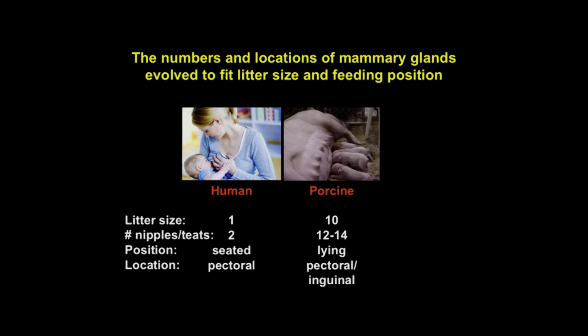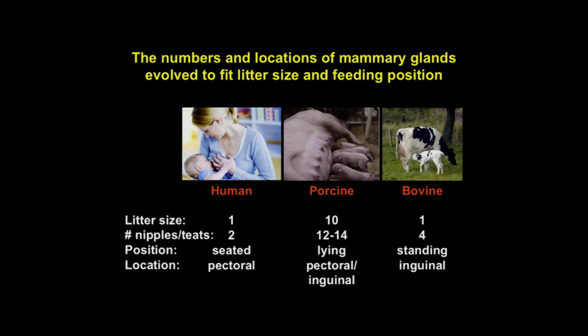By contrast, pigs have very large litters with an average size of 10, and they have 12 to 14 nipples or teats. They tend to feed in a lying position, and their nipples are located all along the side of their body. And cattle generally have a litter size of 1 and only 4 nipples or teats, and they feed standing up with the mammary teats in an inguinal position.